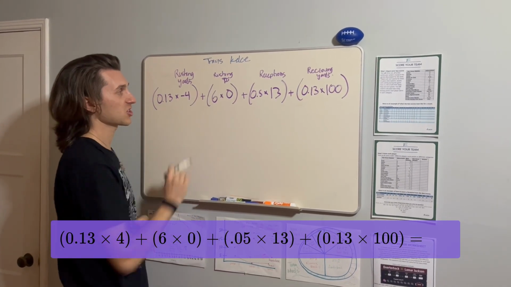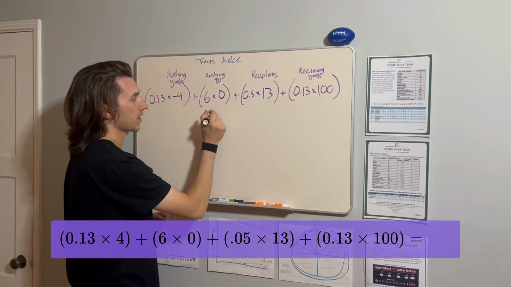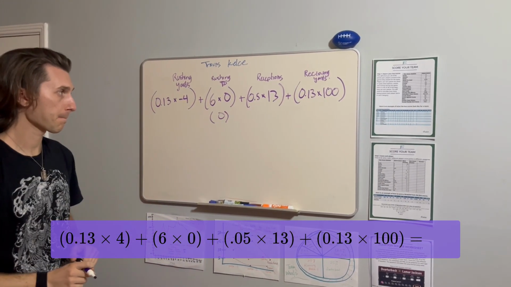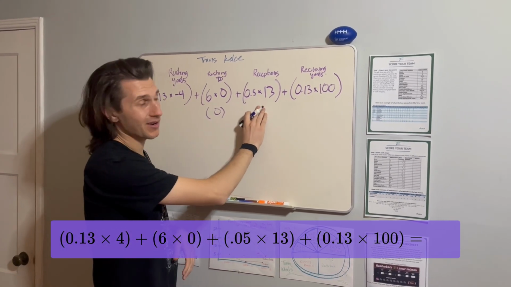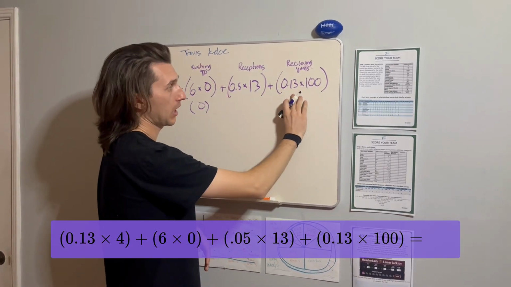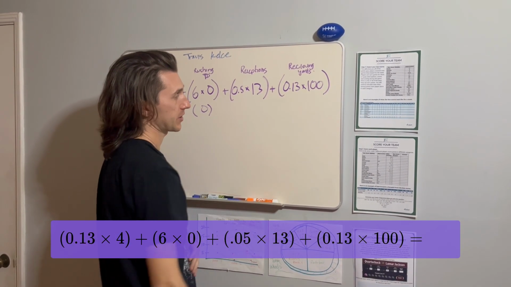This one is just 6 times 0. Anything times 0 is 0. So I'm going to just keep our 0. I'll go ahead and keep our parentheses as well. Once again, I'm going to skip this one and go on to this last one because I think it's a little bit easier. So here we've got 0.13 times 100.